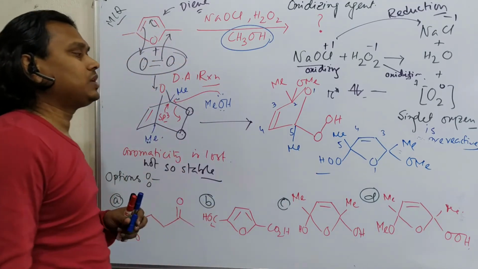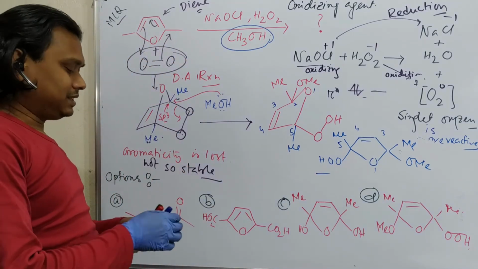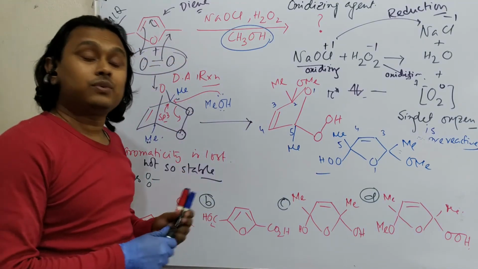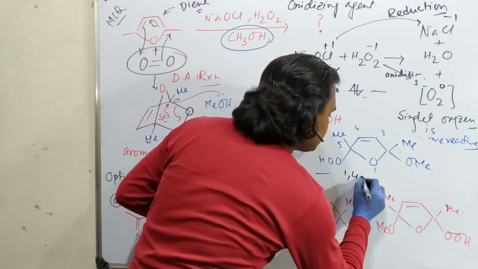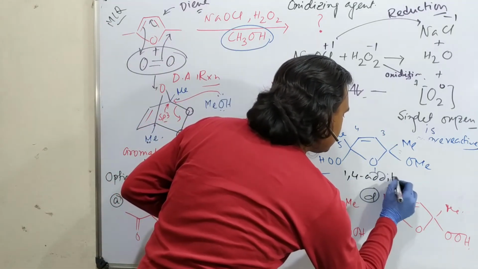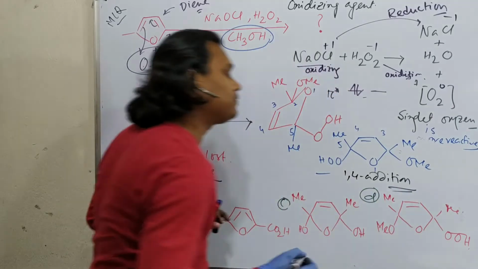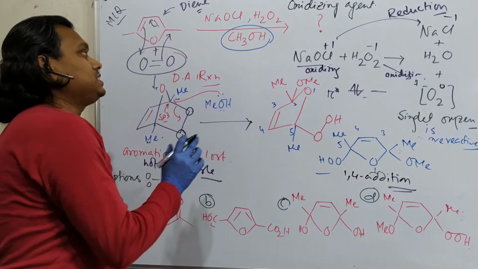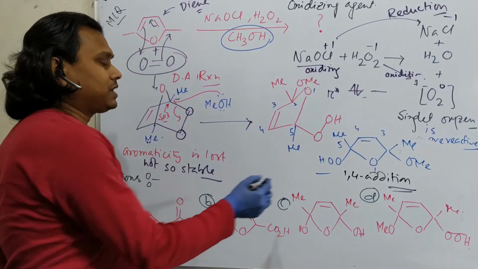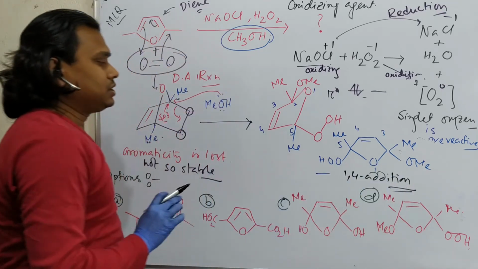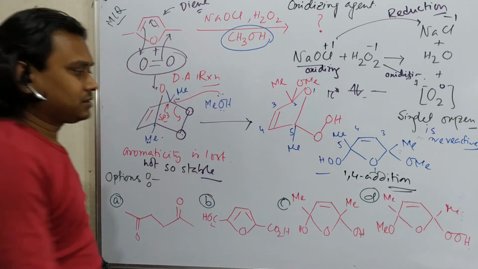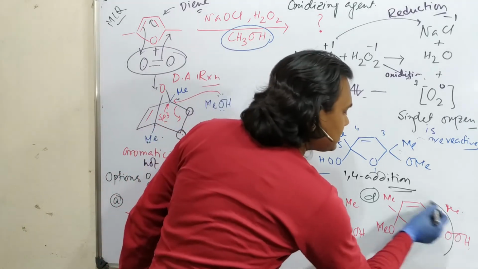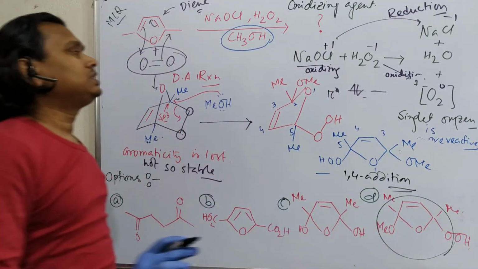So you can consider this as a 1,4-addition reaction of furan. Means in case of a diene we see 1,4-addition and 1,2-addition. So since furan can act as a diene, you may consider this is actually 1,4-addition. So what is the product? D is our answer. Okay, so this is the explanation.